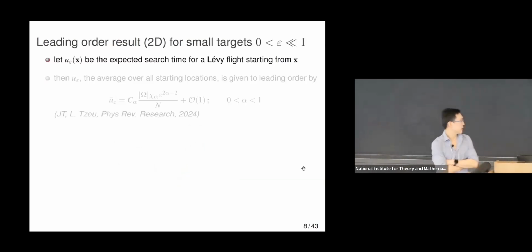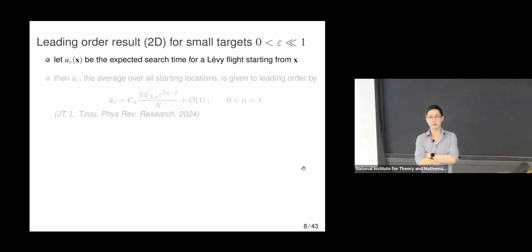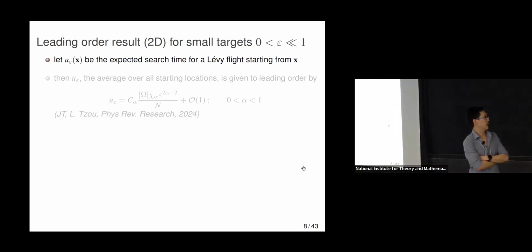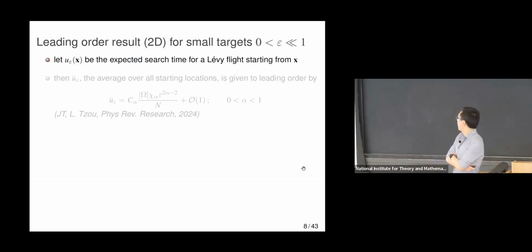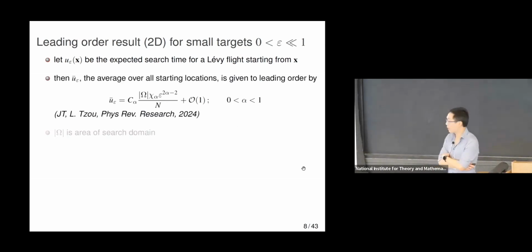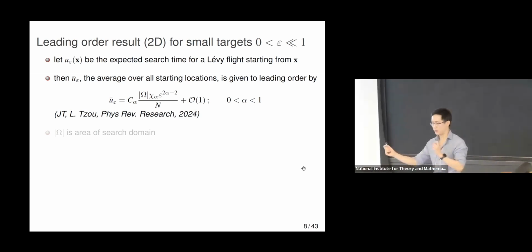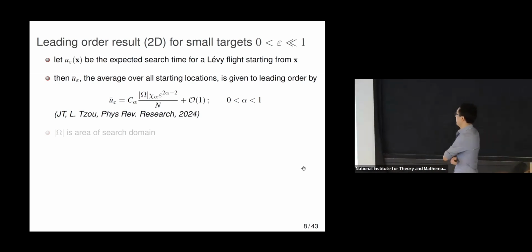So I'll give the leading order result in 2D. I'm going to let u epsilon of x be the expected search time for a Levy flight starting from location x. I'm going to let u bar epsilon be the average over all starting locations. So this is the leading order result. It's independent of everything else, in particular the spatial distribution of the targets.